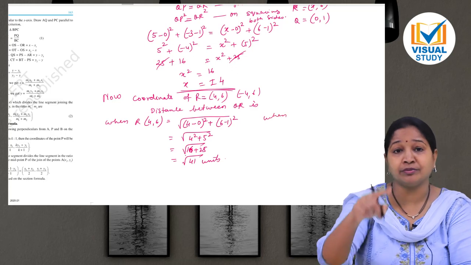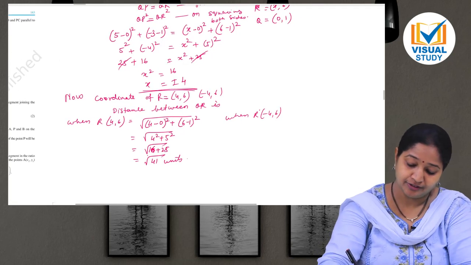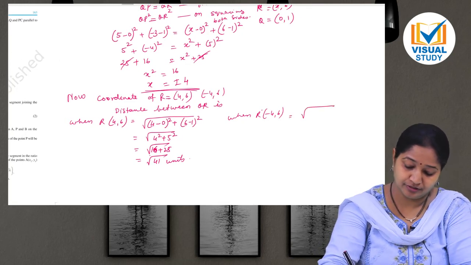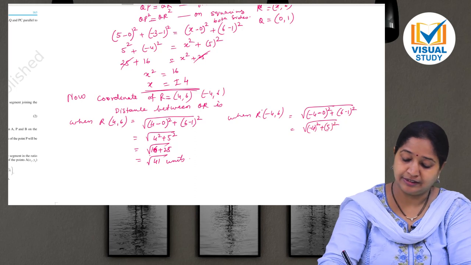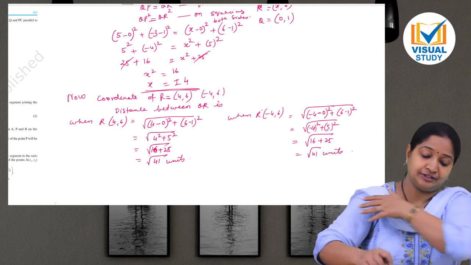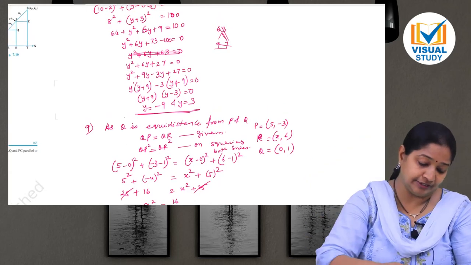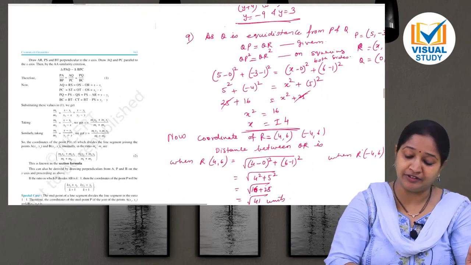When your R is (minus 4, 6), what do you get? You get (minus 4 minus 0) whole square plus (6 minus 1) whole square, and that is minus 4 square plus 5 square, that is 16 plus 25, and that is 41 units. Both are the same. So we have found out the distance between QR.